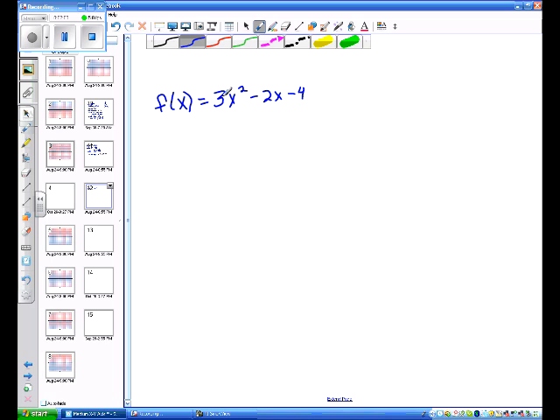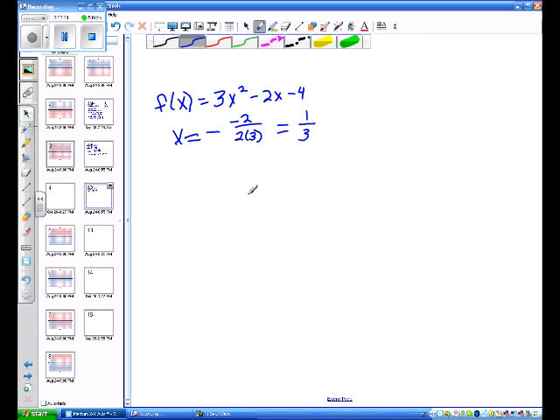So let's look at this equation, and we want to go through and find our values, and we want to graph this. As we go through to look at our values, the first thing we want is our axis of symmetry. So x is equal to the opposite of b, which is a negative 2, over 2 times a, which is 3. Now the opposite of a negative is a positive, and that would be 1/3.